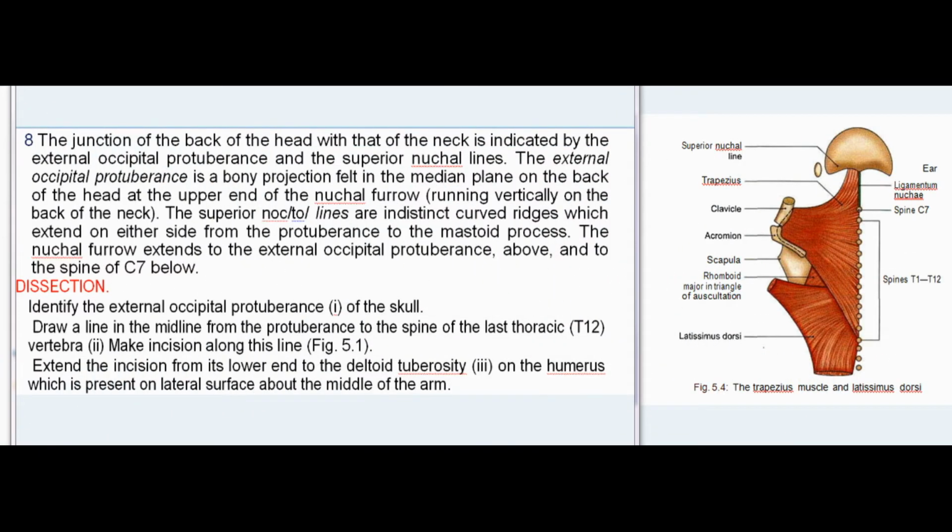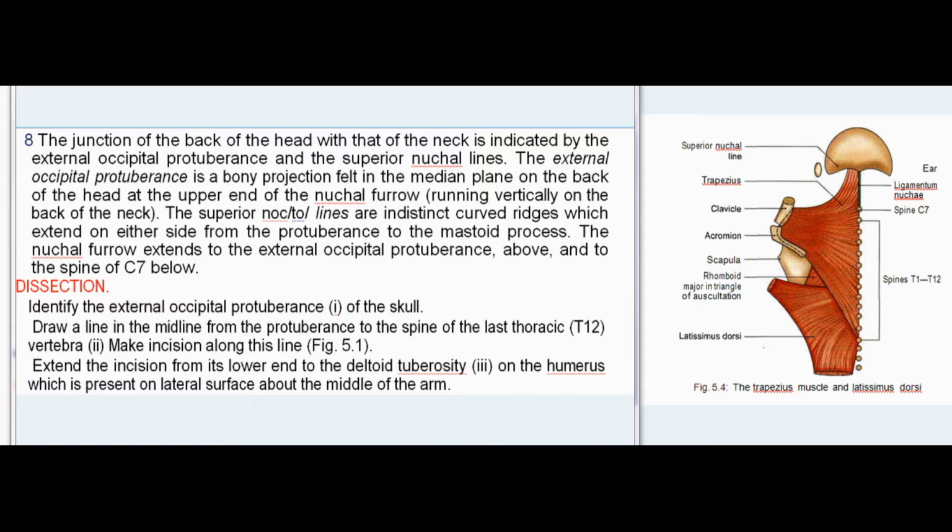8. The junction of the back of the head with that of the neck is indicated by the external occipital protuberance and the superior nuchal lines. The external occipital protuberance is a bony projection felt in the median plane on the back of the head at the upper end of the nuchal furrow, running vertically on the back of the neck. The superior nuchal lines are indistinct curved ridges which extend on either side from the protuberance to the mastoid process. The nuchal furrow extends to the external occipital protuberance above, and to the spine of C7 below.